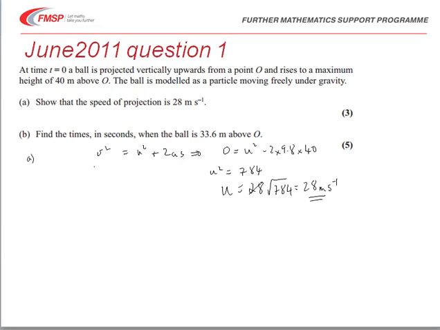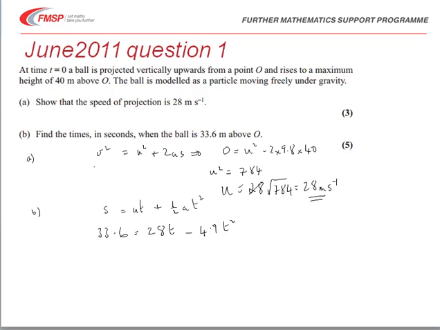In part B of the question, we want to know the particular times when we're at a height of 33.6 meters. So this time using s equals ut plus 1/2 at squared. We know that s is 33.6. We now know the initial speed is 28, so we have 28t, and then minus half a, so that's 4.9 t squared.